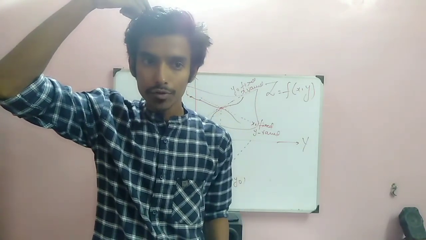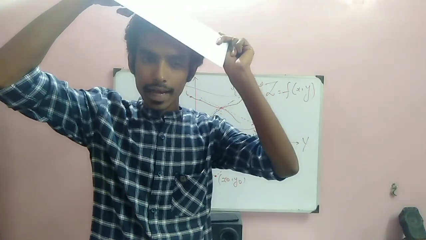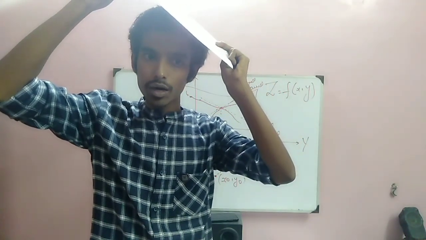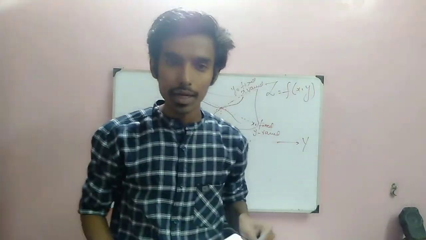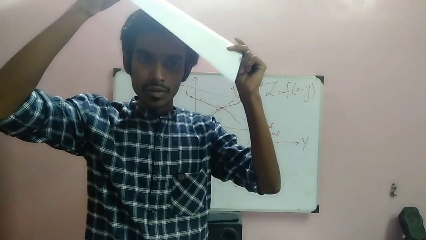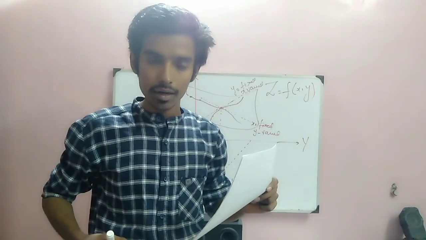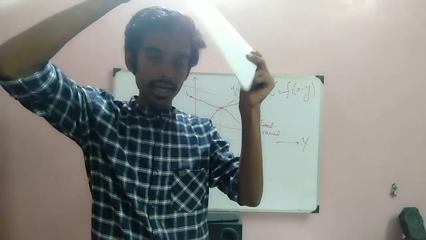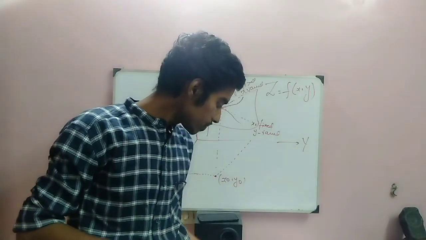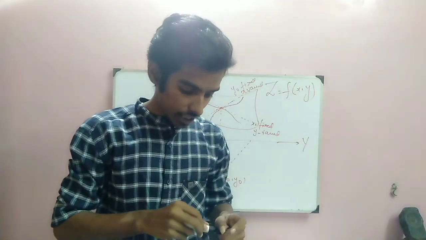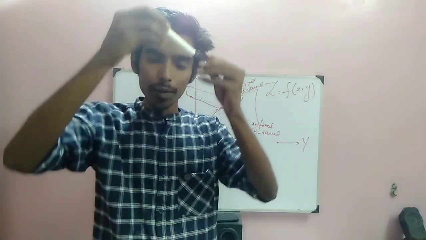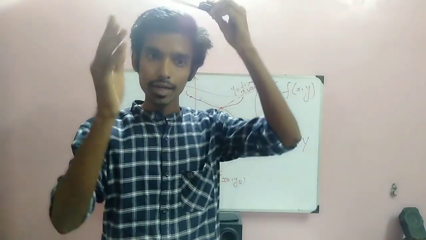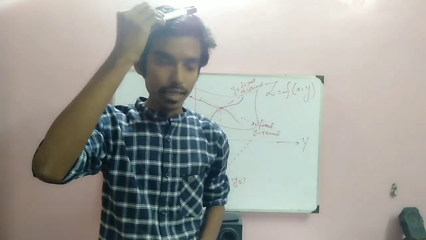What are we required to find? We are required to find the tangent plane for f of x naught, y naught. For that, what did we do? First we fixed x naught and I varied y, and I obtained a tangent line like this. Then I fixed y naught and I varied x and I obtained a tangent line like this.